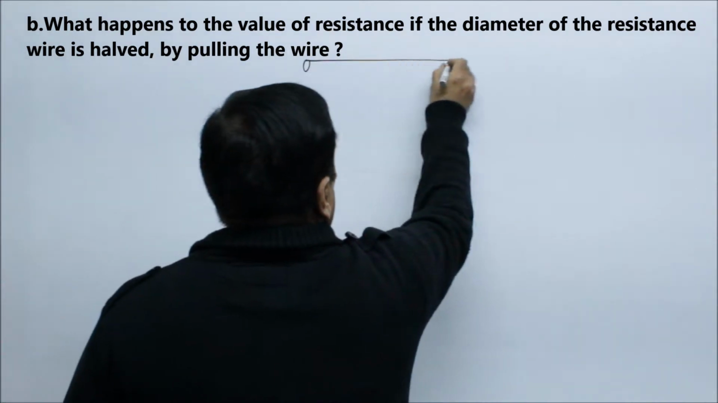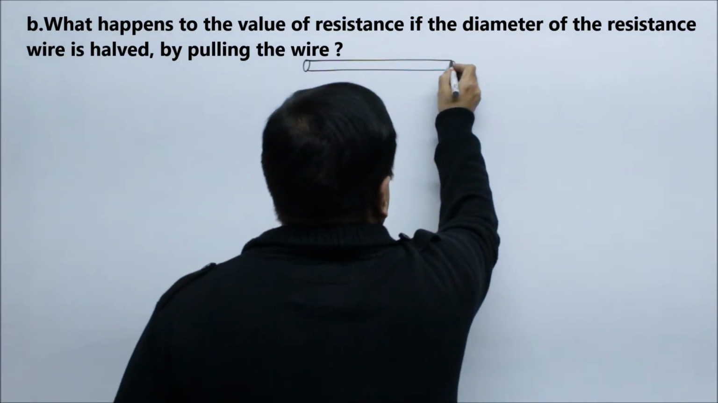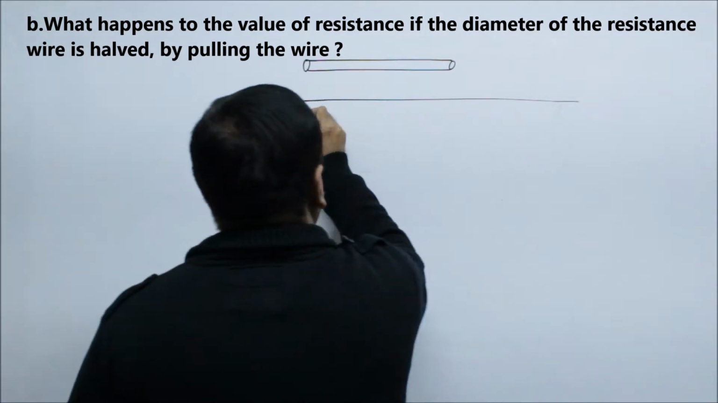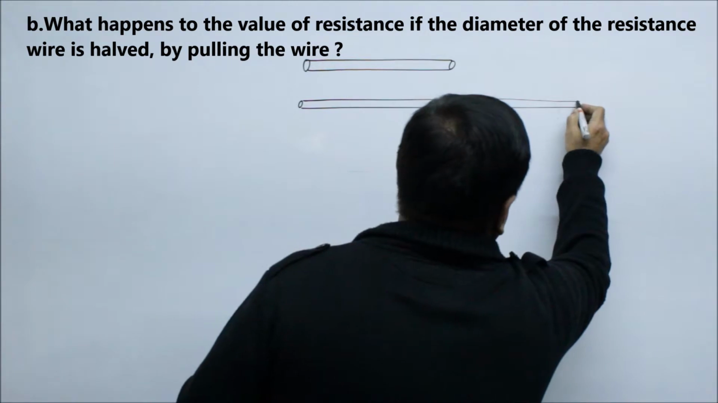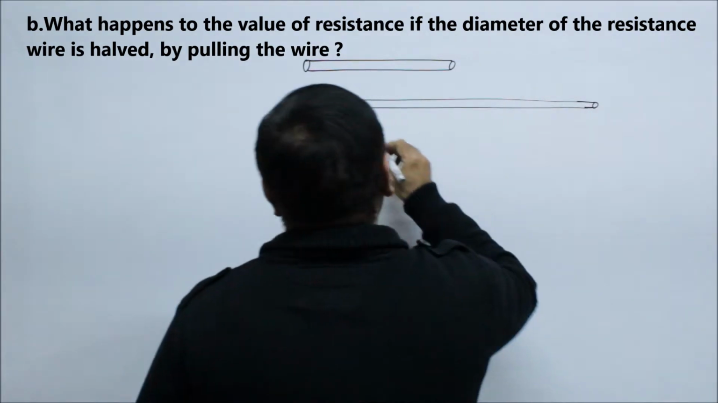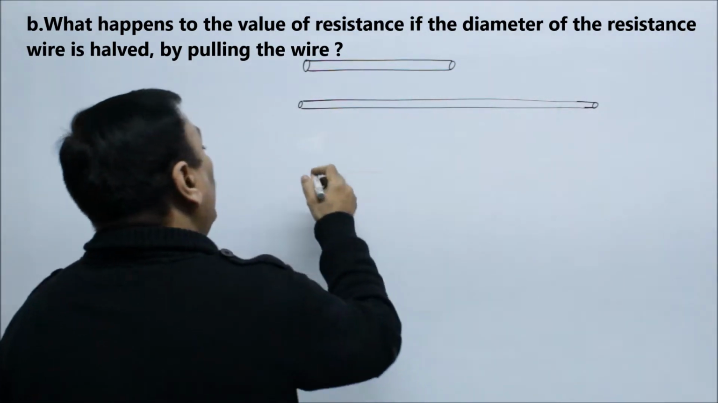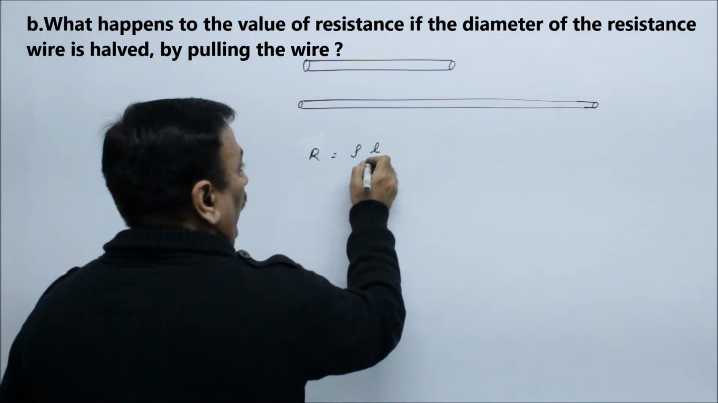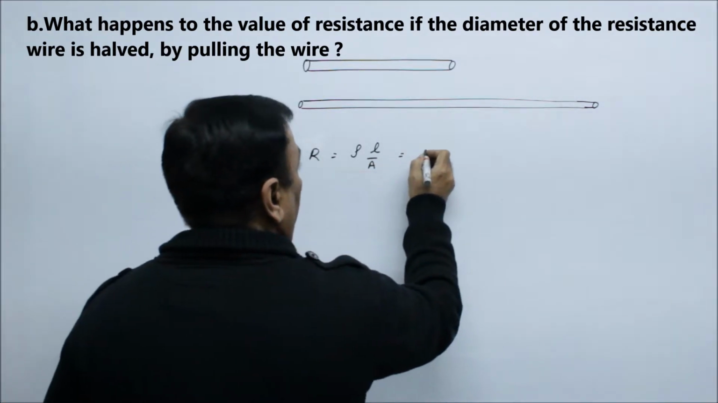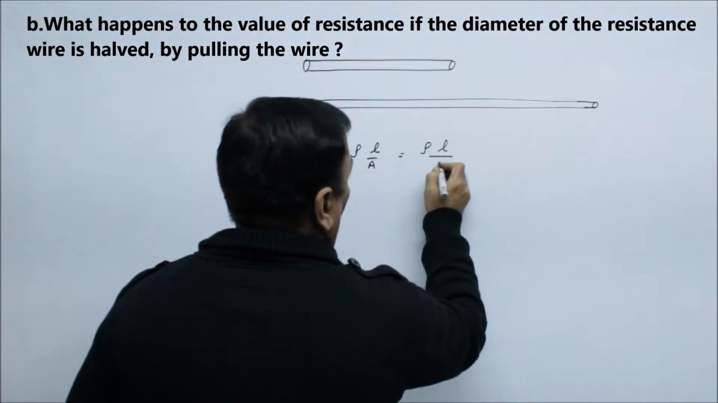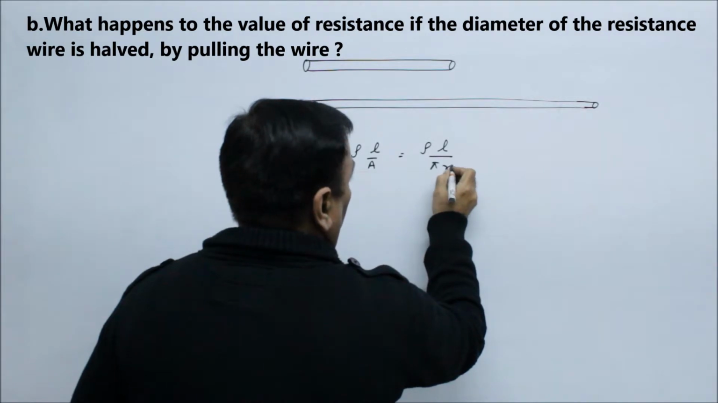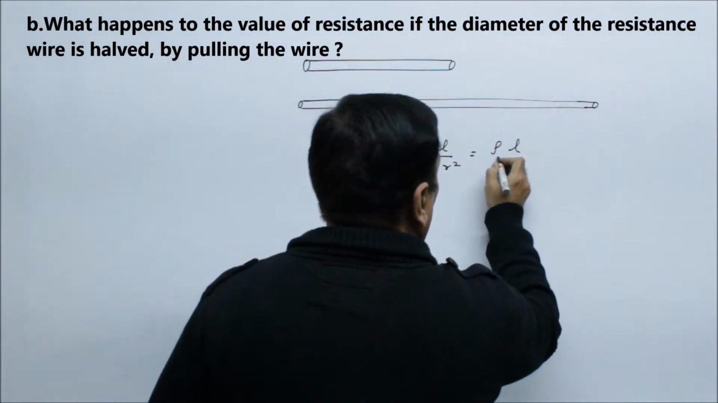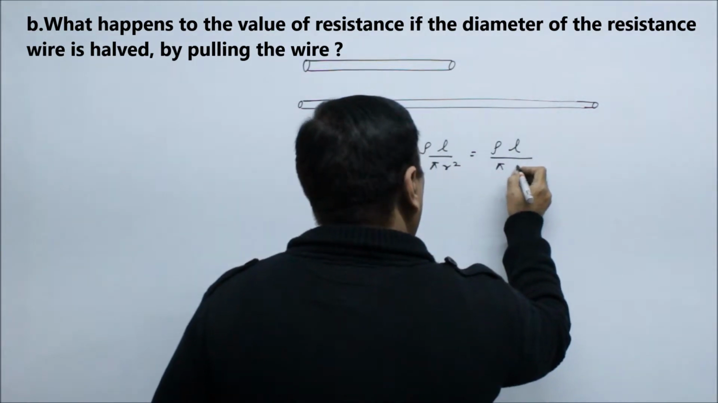So the resistance of this wire was 60 ohms, and what we have done is made it longer and it has become reasonably thin. Now let us see. We know the resistance of the wire is given by rho L over A. We can write this as rho L over pi r square. Is it okay?